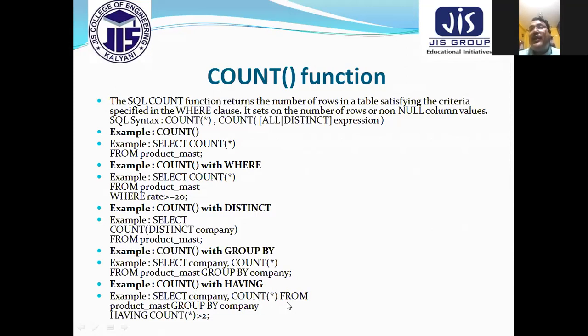Count with having. Suppose sometimes I want to know about many companies, many persons in each company, but I want to concentrate on those companies where the employee number is greater than 100. So how can we write it? Here, with the group by, we have to use having. We write: select company, count from the product master group by company having count star greater than some number. So here we are finding the company, and within the company how many rows there are. But we have selected only those companies where the number of employees is greater than the given value.